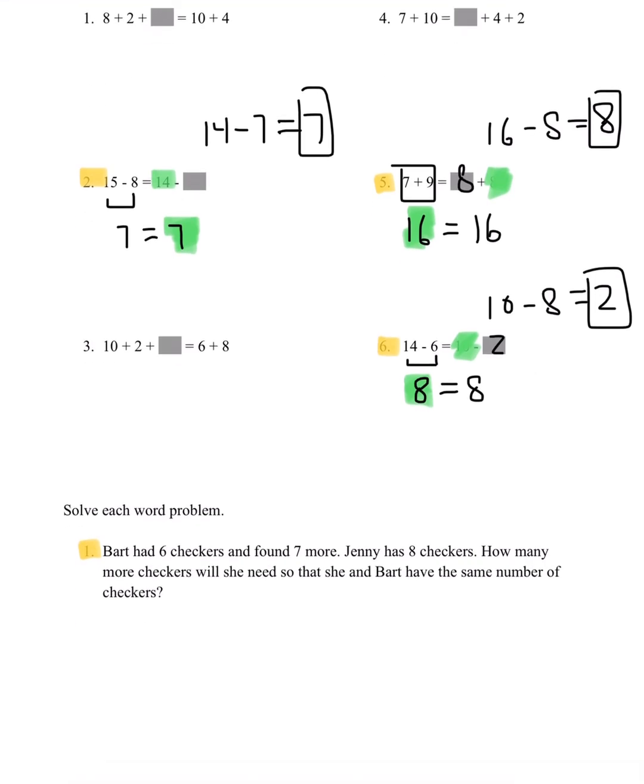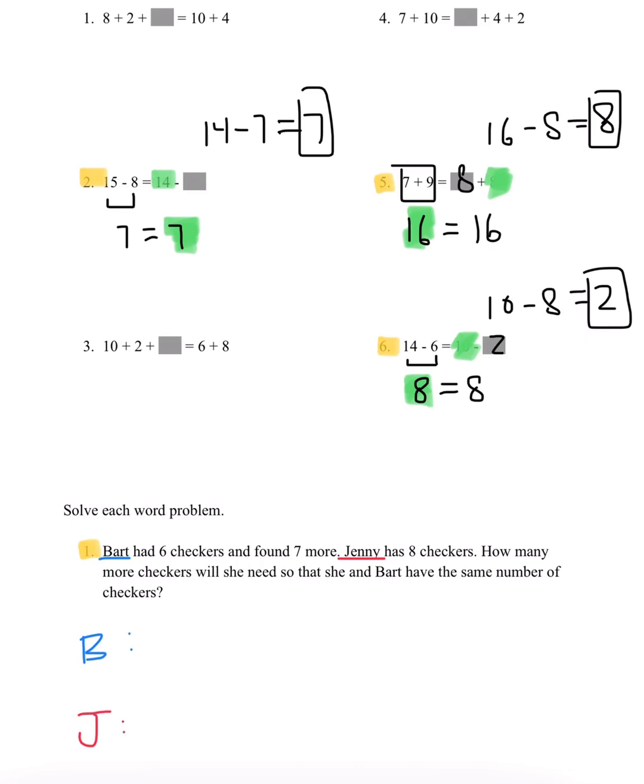Lastly, we have a word problem. I'm going to be going over number 1. It says Bart had 6 checkers and found 7 more. Jenny has 8 checkers. How many more checkers will she need so that she and Bart have the same number of checkers? So Bart is going to be blue, B, and Jenny is going to be red with a J.